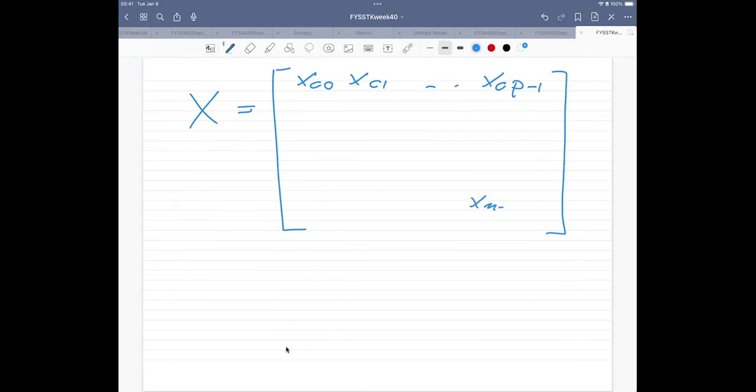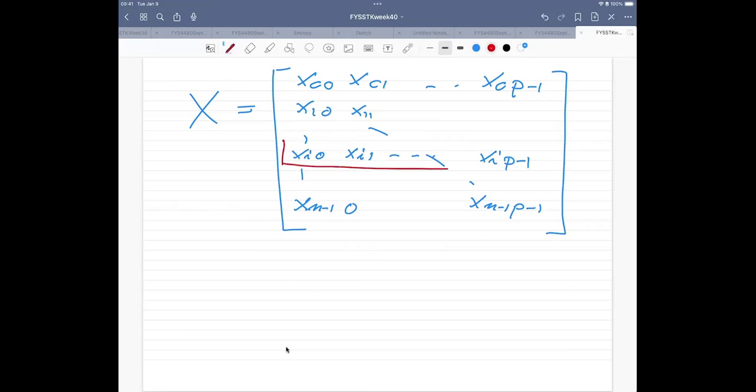So we have an x_{n-1,p-1}. We have an x_{n-1,0}, x_{1,0}, etc., x_{1,1}, all the way down here. So that means that if we now pick a specific row here, x_i, there's going to be an x_{i0}, x_{i1}, up to some x_{i,p-1} here. If we now single out this one, this is going to produce a single output y_i.